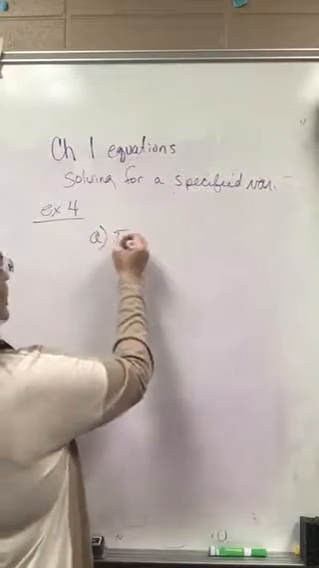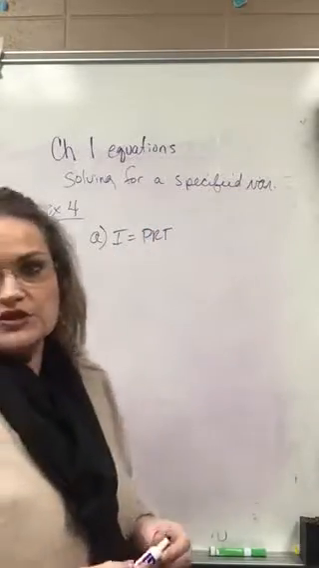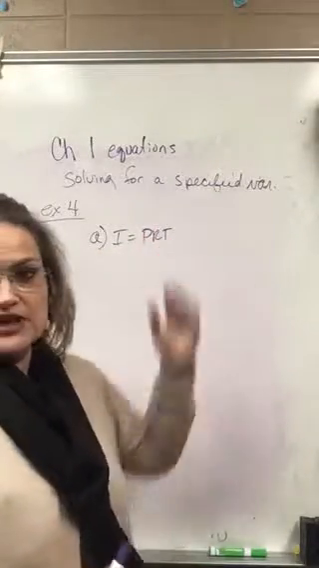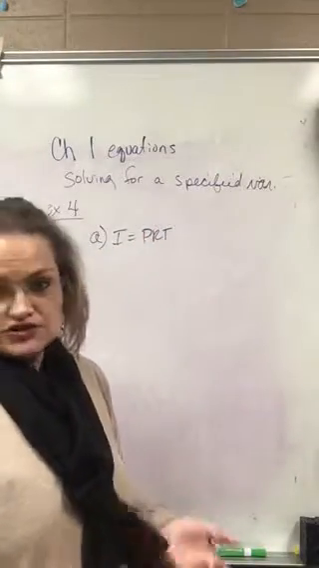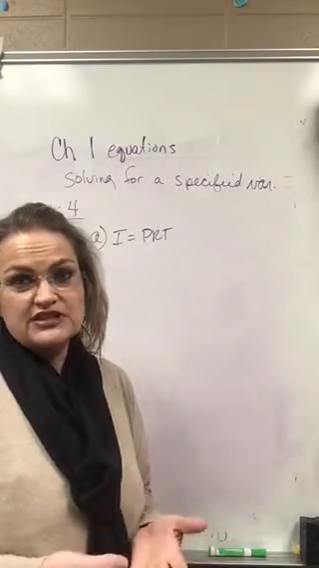We see the equation I equals PRT, which is a formula that we will be using in the next section. It's the simple interest formula. It's principal times rate times time. And there's too many variables in it. Unless you know some of those parts of it, you're not able to really solve it.